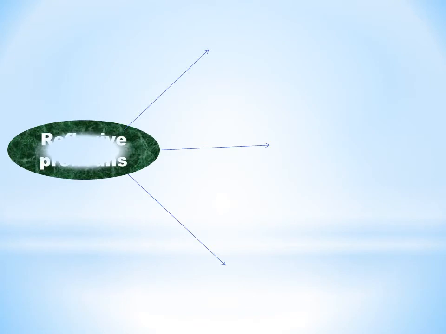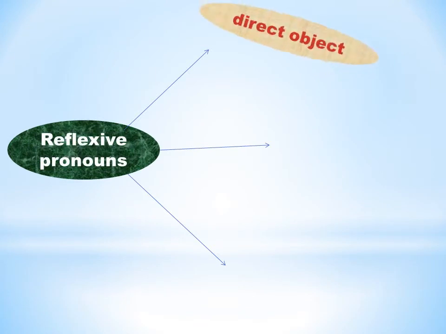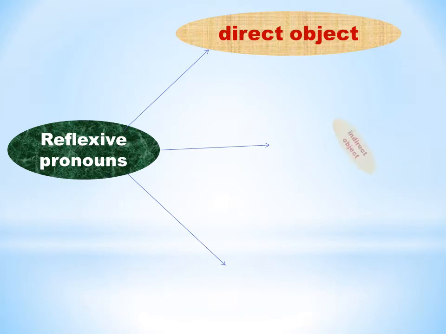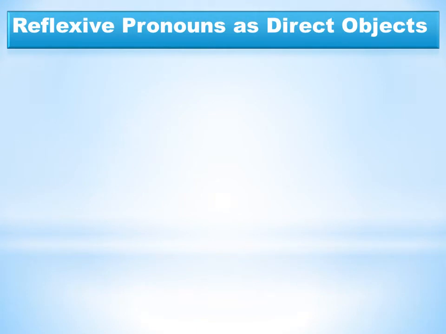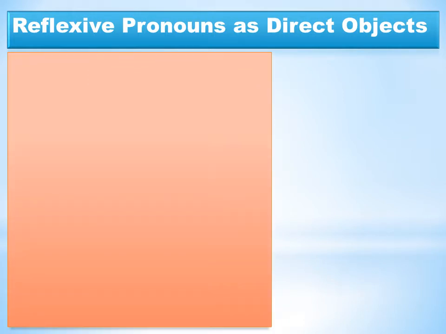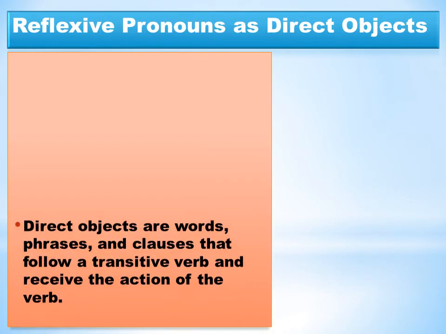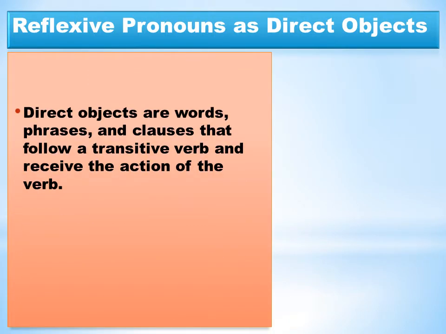Reflexive pronouns perform 3 functions within English grammar. They are direct object, indirect object, and prepositional complement. Now let's see the reflexive pronouns as direct objects. The first grammatical function performed by the reflexive pronoun is the direct object.